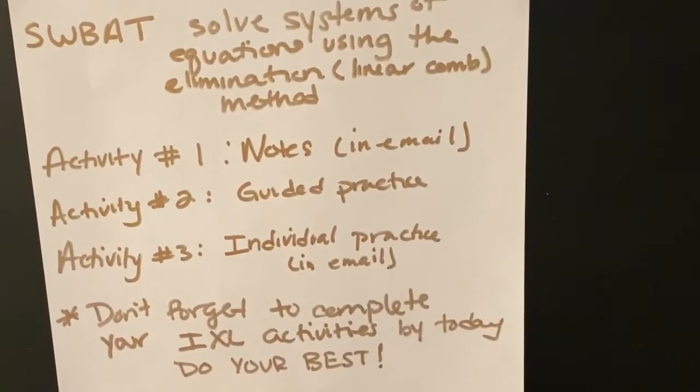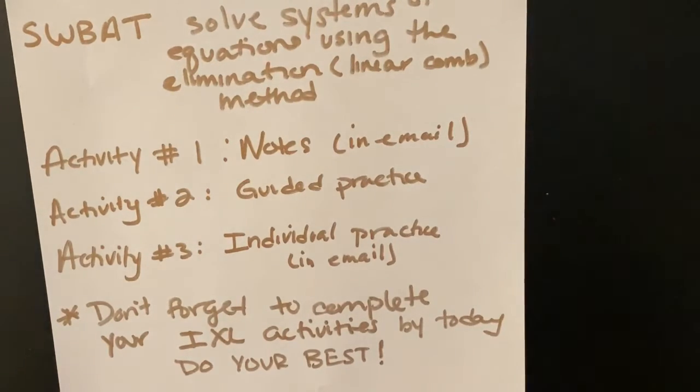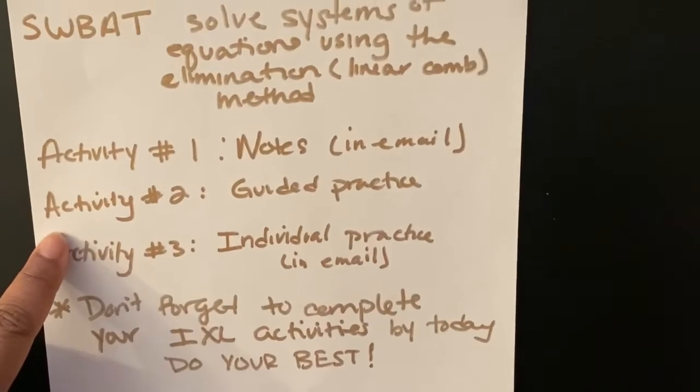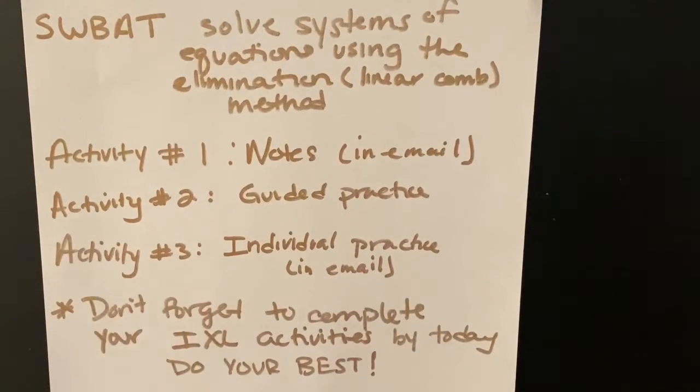And do not forget to complete your IXL activities, which were graphing, solving systems by graphing and solving systems by substitution. If you're having difficulties with your IXL activities, just do your best. If you can get at least 10 questions done, even if they're wrong, make sure you are reading the explanations and you're understanding the explanations. Please do not hesitate to email me or comment on the video.